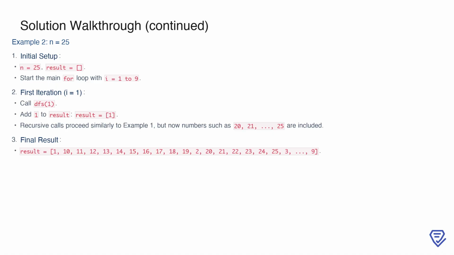For instance, when DFS is called with 2, numbers like 20 through 25 are recursively explored and added to the result before moving to the next value of i in the outer loop. Eventually, the final result list is constructed as 1, 10, 11, 12, 13, 14, 15, 16, 17, 18, 19, 2, 20, 21, 22, 23, 24, 25, 3, up to 9. This demonstrates how the algorithm adapts to handle larger ranges while maintaining lexicographical order.